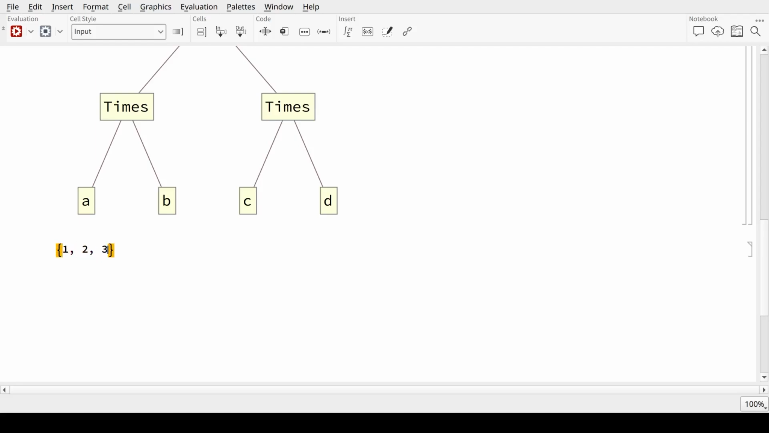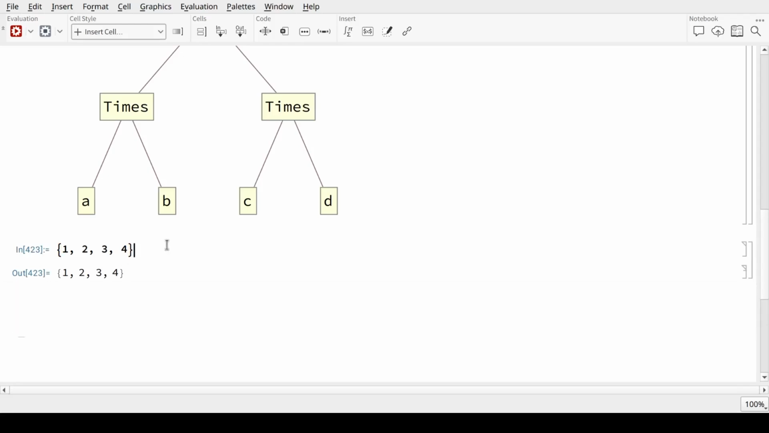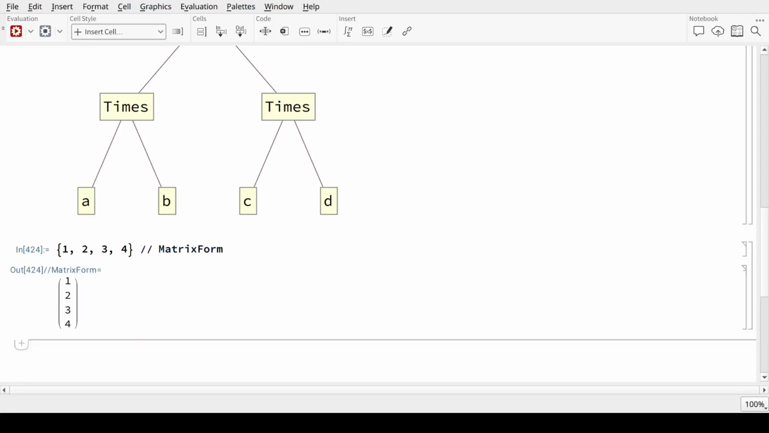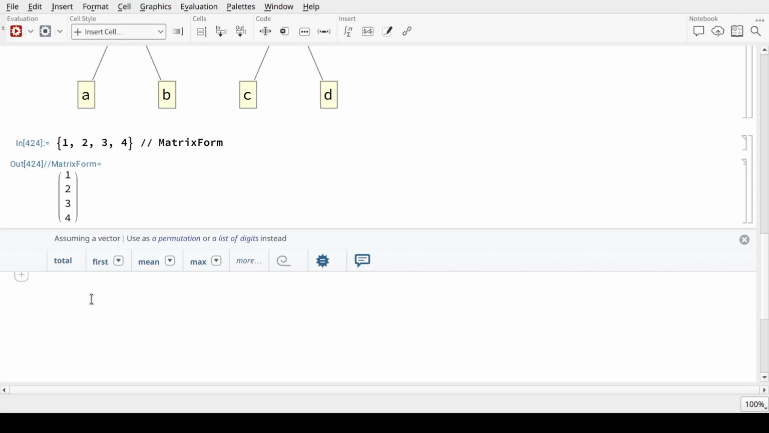For instance, a similar thing can happen with this vector. Right now it is just a vector. But what if we pipe it into MatrixForm? In that case, the only thing that would change is that the array would be displayed in matrix form, in a beautiful matrix form. And that is the only reason.